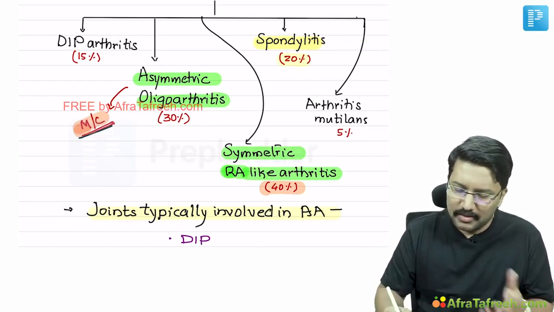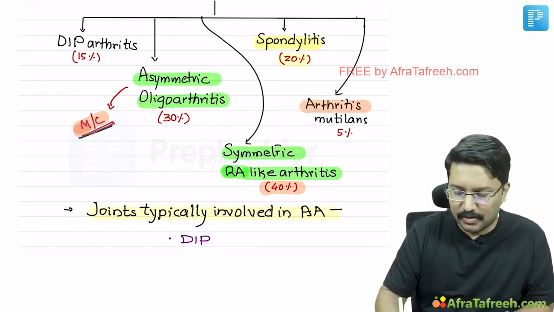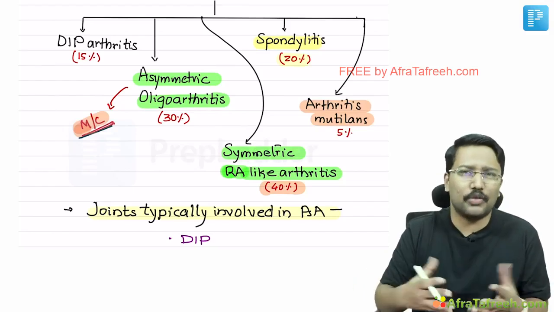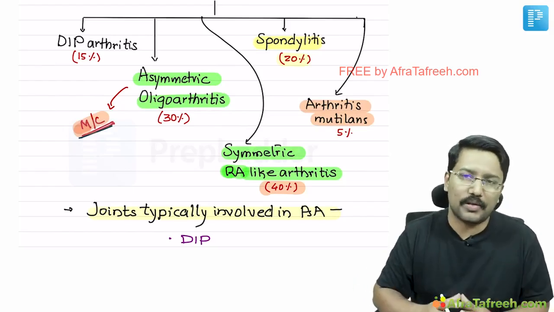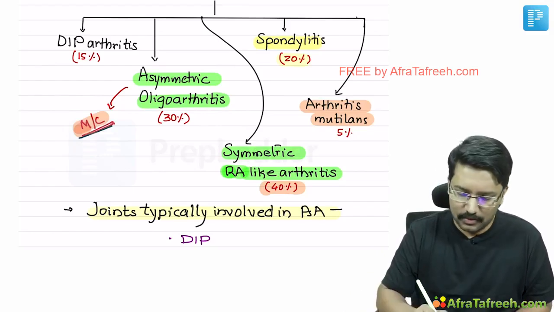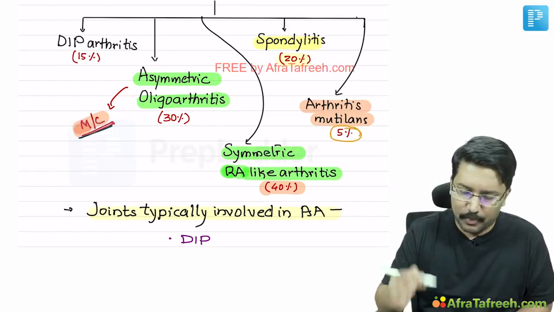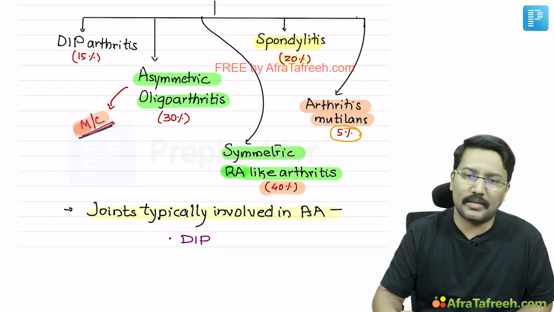The last one, probably the rarest one, that is arthritis mutilans. What happens in mutilans? There is mutilating joint changes, right? So more aggressive joint disease, which is quite rare. So seen in around 5% of the patients. Okay, so these are the 5 distinct types.